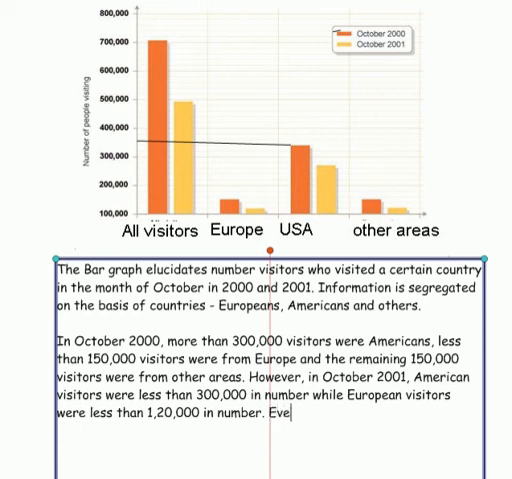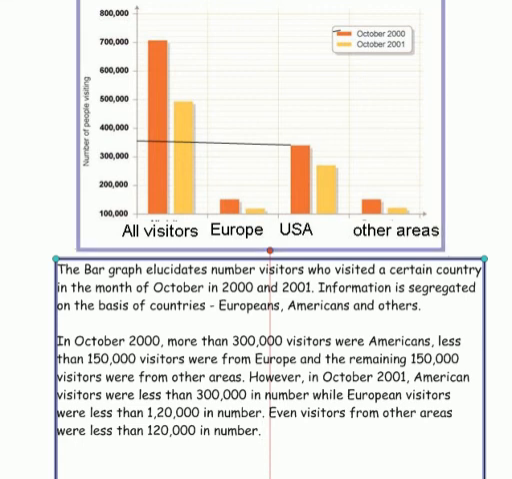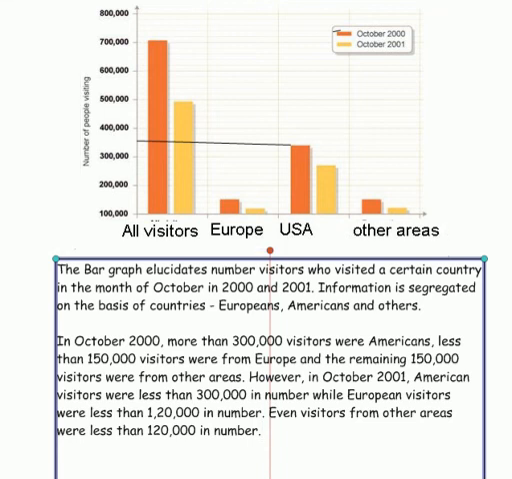So even visitors from other areas were less than 120,000 in number. So I have told everything about what happened in 2001. I've just written down what happened in Europe, what happened in USA, and what happened in other areas. So now it's my turn to give you the conclusion.